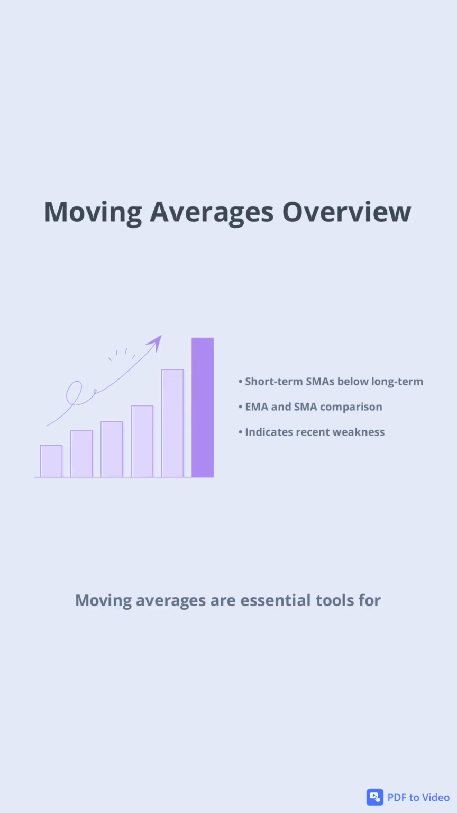Moving averages are essential tools for identifying trends and smoothing out price fluctuations. For SPCE, the short-term simple moving averages, SMA5 at 3.22, SMA10 at 3.48, and exponential moving averages EMA5 at 3.35, EMA10 at 3.45 are currently below the 20-day and 50-day averages. This suggests a recent downward trend, as shorter averages are lagging behind longer-term values. We'll dive deeper into what this alignment means for momentum and possible trend reversals in upcoming scenes.